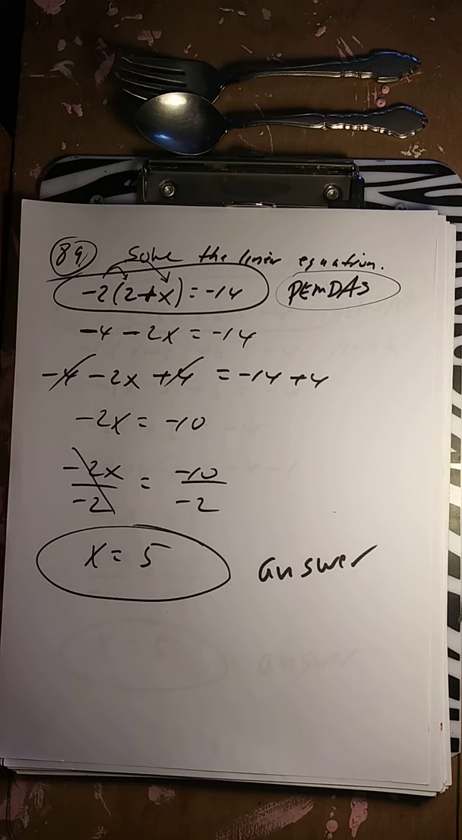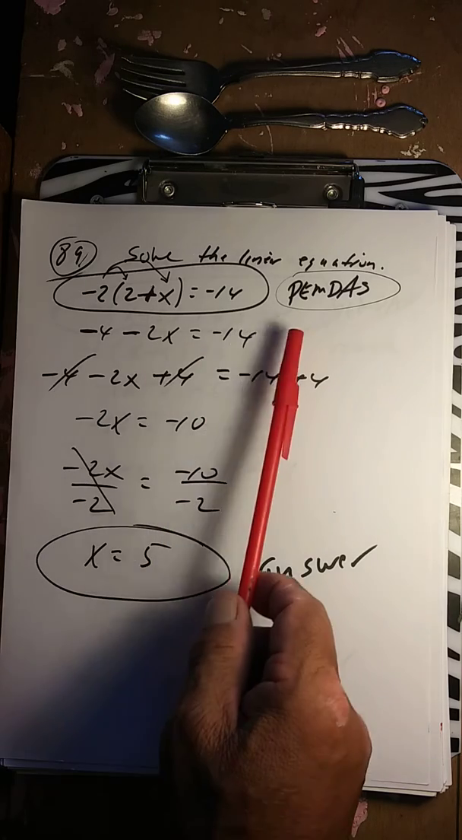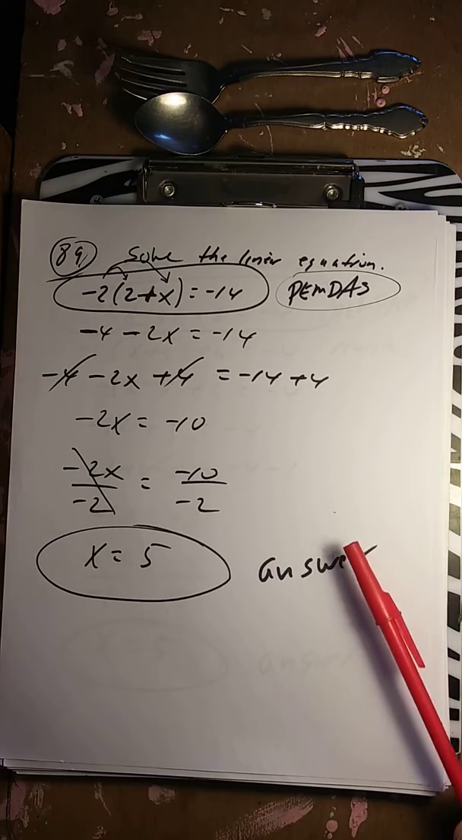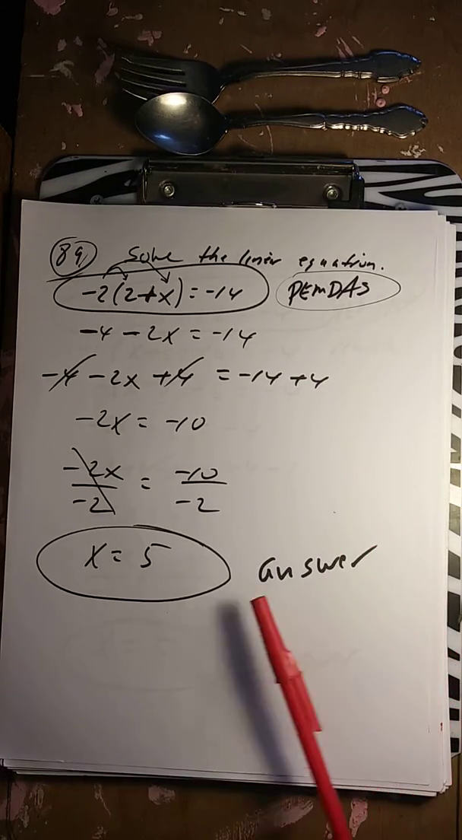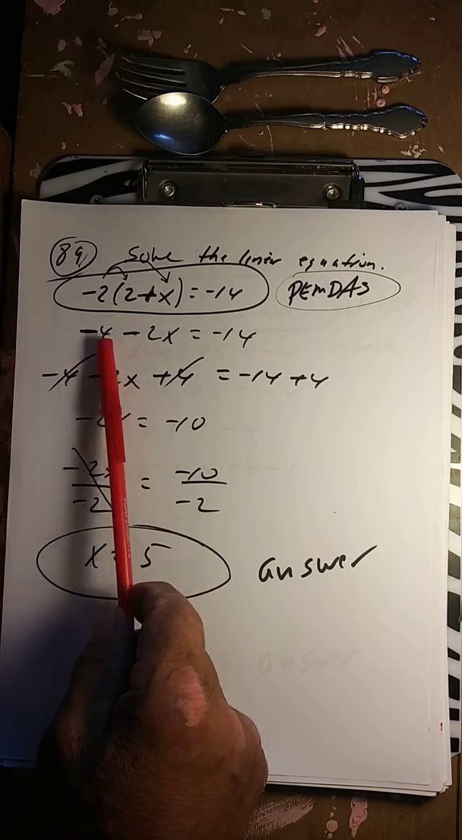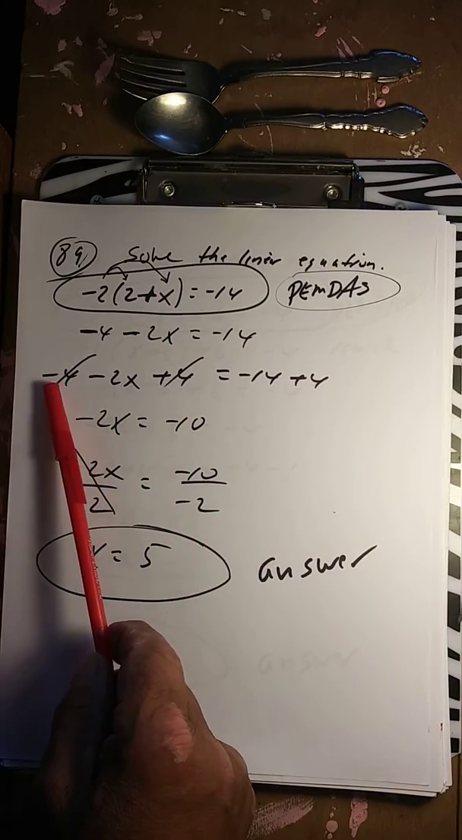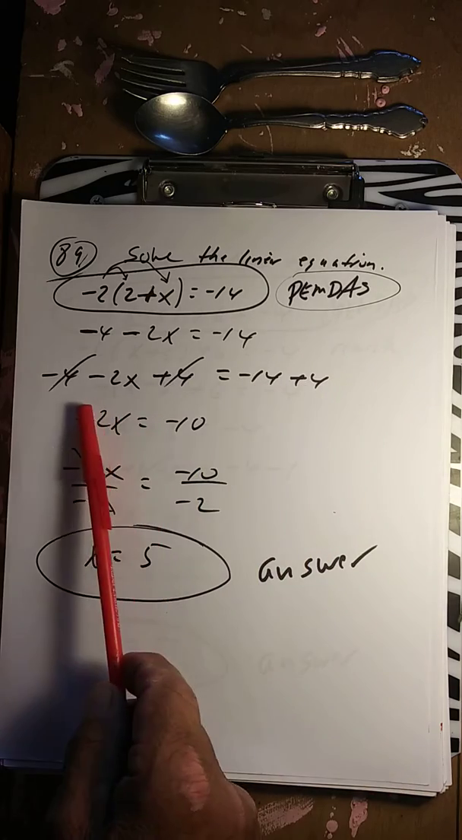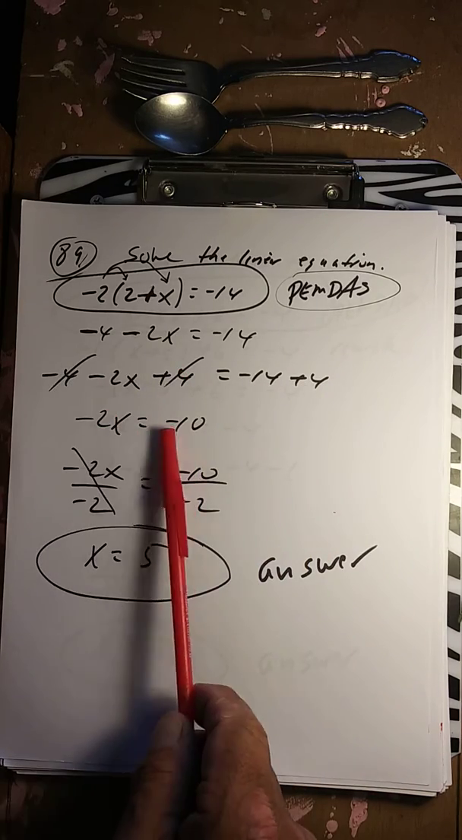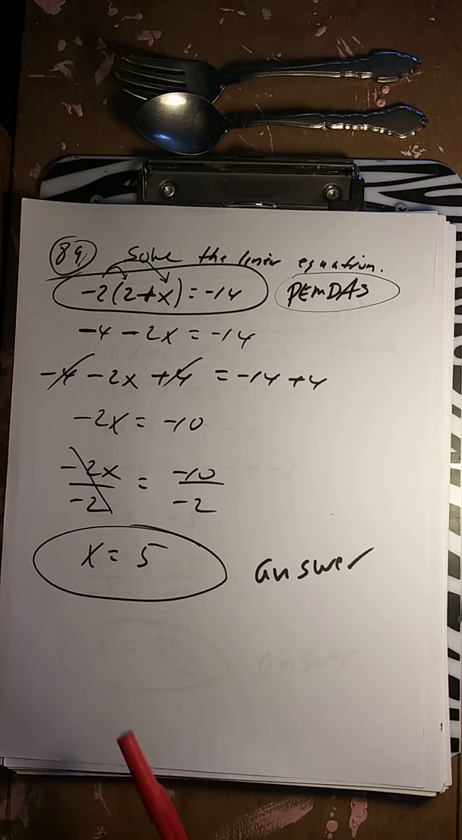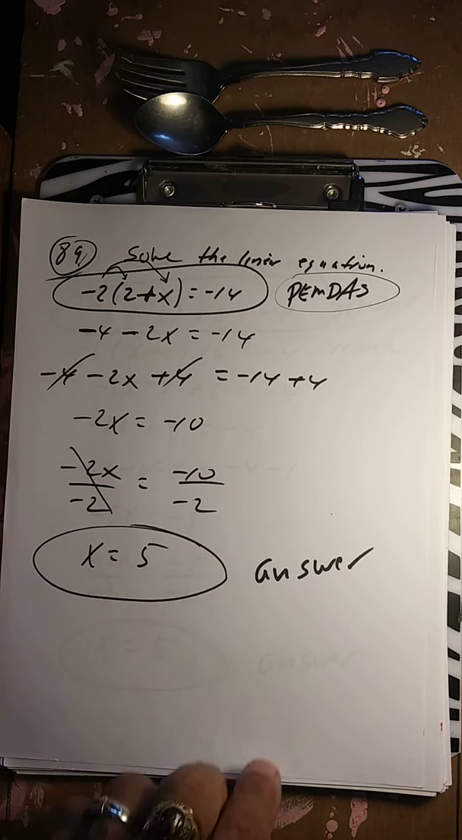Solve the linear equation. First thing you need to do is use Please Excuse My Dear Aunt Sally: parentheses, exponents, multiply, divide, add, subtract. So how do we do that? We multiply negative 2 times that, negative 4. Negative times positive is a negative 2x. Now we go negative 4 and a plus 4 here. So now we're going to have, these are gone. So negative 2x equals negative 10. Divide by negative 2, divide by negative 2, so x is positive 5.